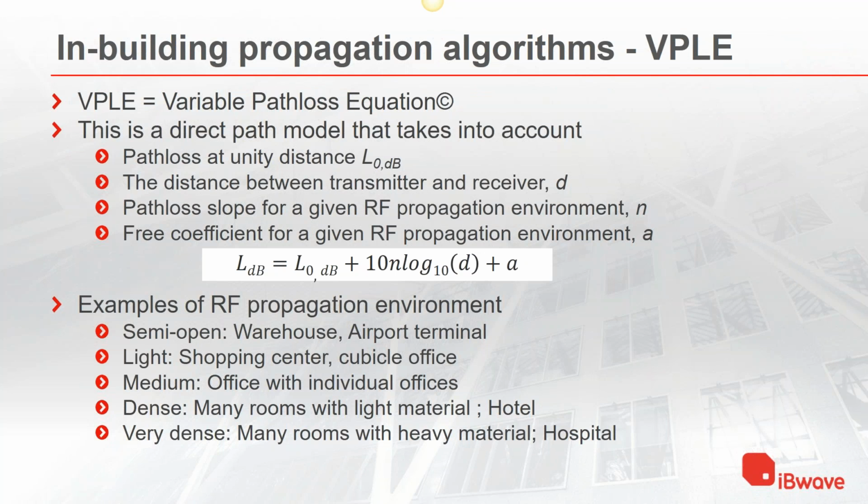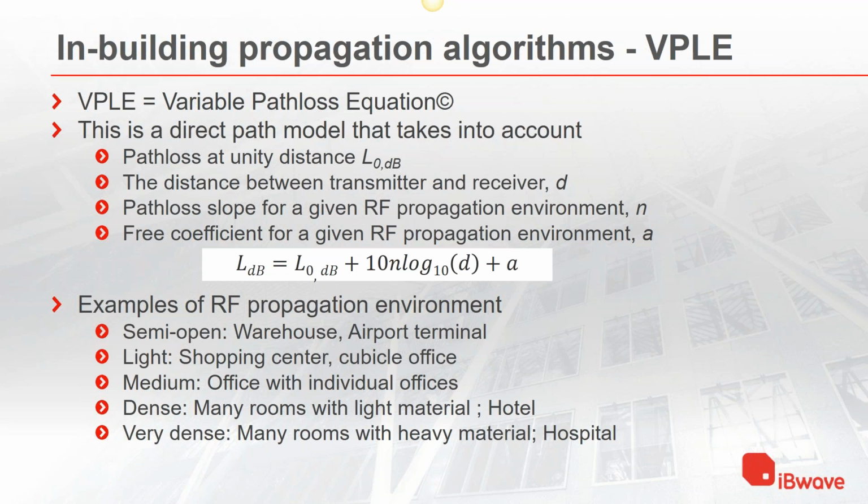Then there is the second algorithm that we actually developed. It's a variable path loss equation, and this is also a direct path model that takes into account three terms. The first one is that same unity distance, unity path loss at 1 meter. The second one is a function of distance, but instead of 20, it has 10 times n as a term. This n is a path loss slope for a given RF propagation environment. Okay, so what exactly does that mean?